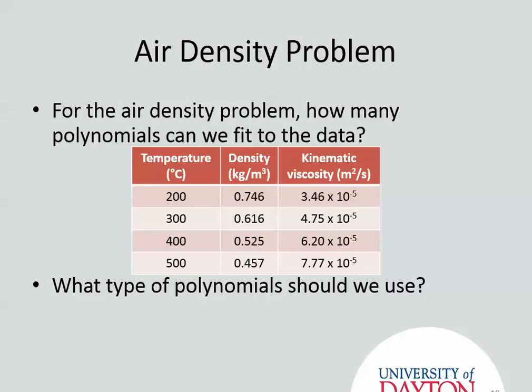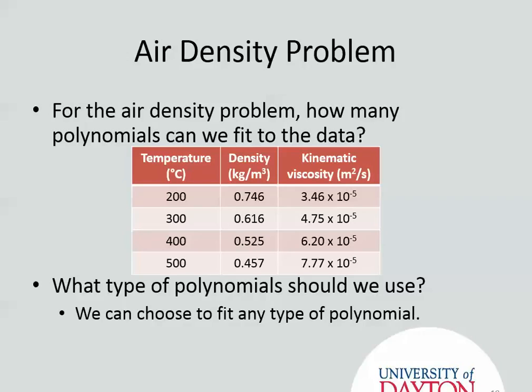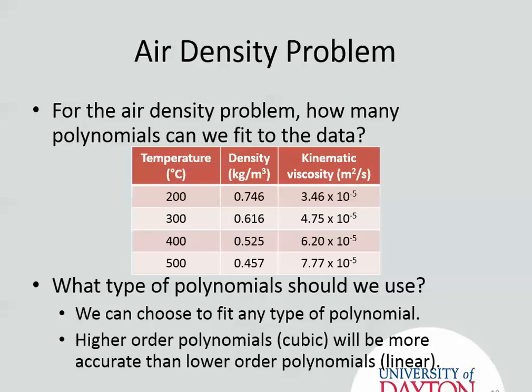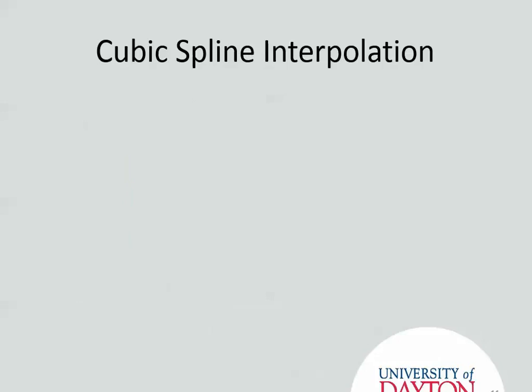So what type of polynomials should we use? That's a decision that we have to make, or I have to tell you what I want you to do. We can pretty much choose to fit any type of polynomial to our data. It really is up to us when doing the interpolation. Higher order polynomials, say cubic polynomials, will be more accurate than lower order polynomials like straight lines. So the higher you go, the more accurate you get.